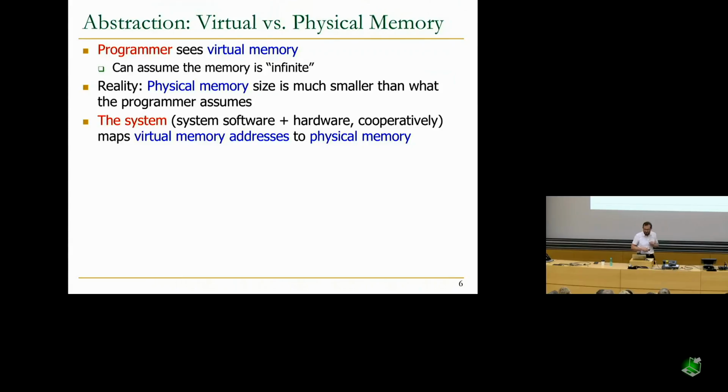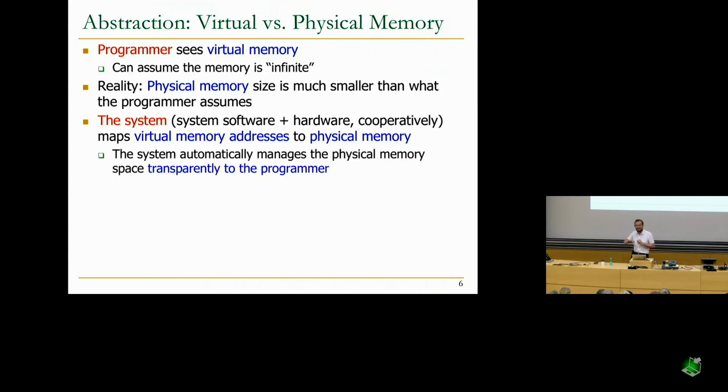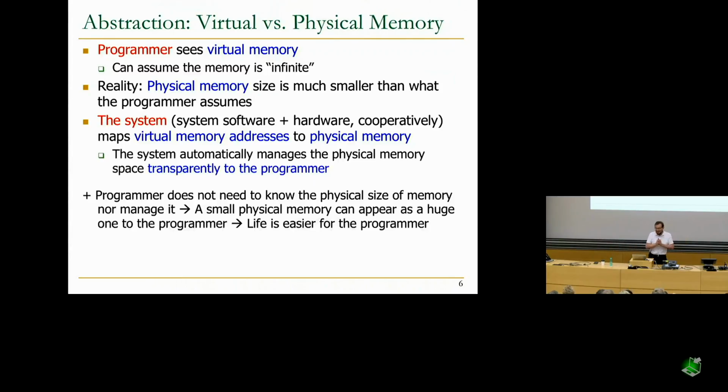Programmer assumes virtual memory, and the system automatically manages the physical memory transparently to the programmer. The big upside of this idea is the programmer doesn't need to know the size of the physical memory, nor does he or she need to manage the memory at all, right? A small physical memory can appear as a huge one to the programmer without the programmer knowing it, and as a result, life is easier for the programmer, right?